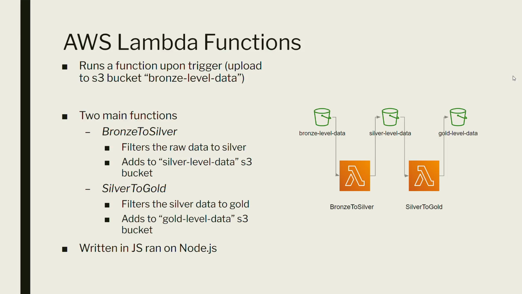Triggering this process flow is simply tied to a file upload. Drop a new file into the bronze bucket, and the strips will automatically begin to process this data.